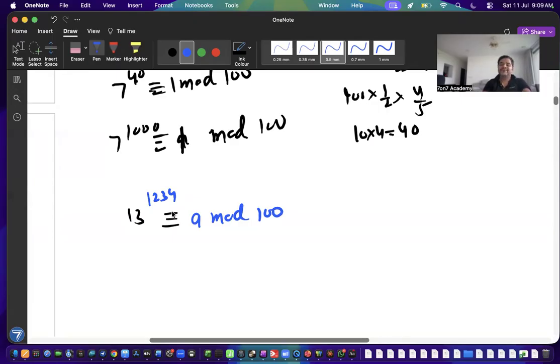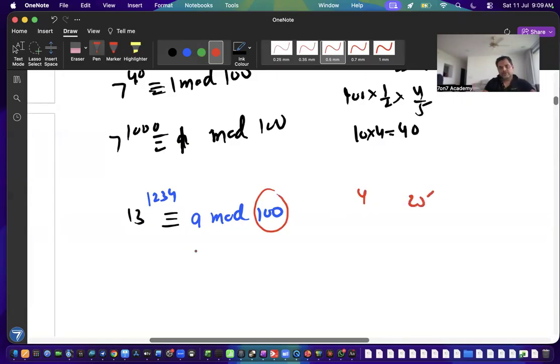It is difficult now. Did we learn the Chinese remainder theorem? Apply it. So I'll tell you. First, break this 100 into 2 co-primes. So those are 4 and 25.